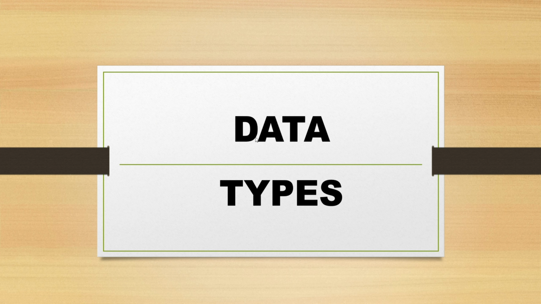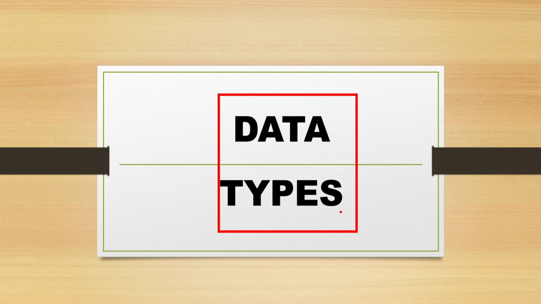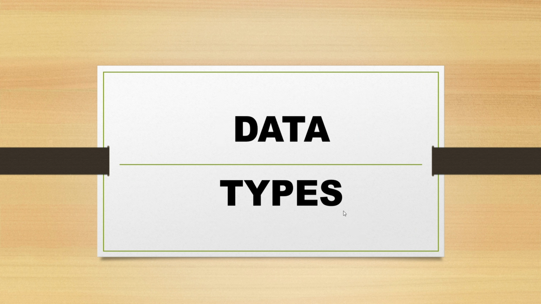In data types, firstly, we will know what a data type is. Data types are the types in which data is written, like in text or in numbers like 1, 2, 3, 4, etc. So these are all called data types. Here we will learn about data types.